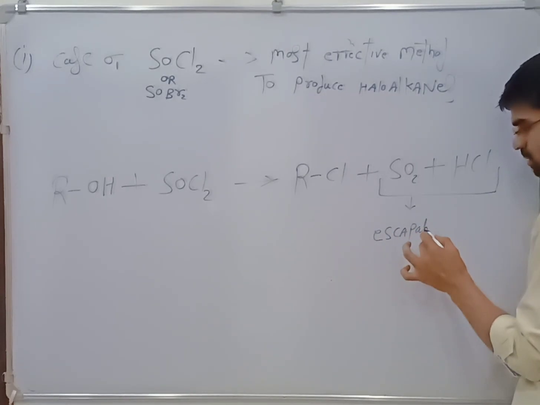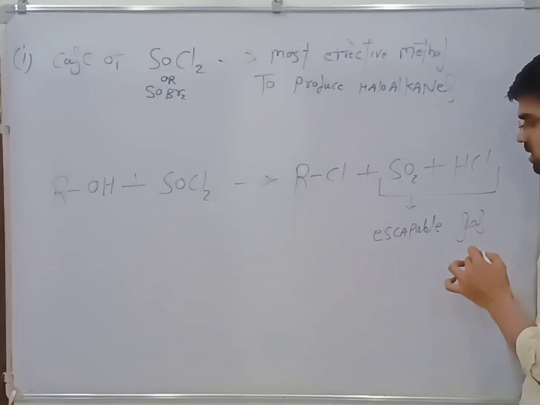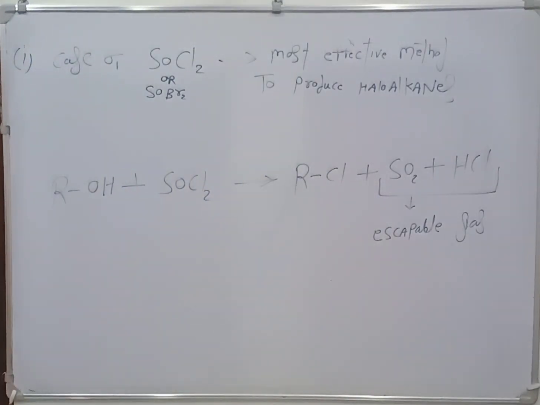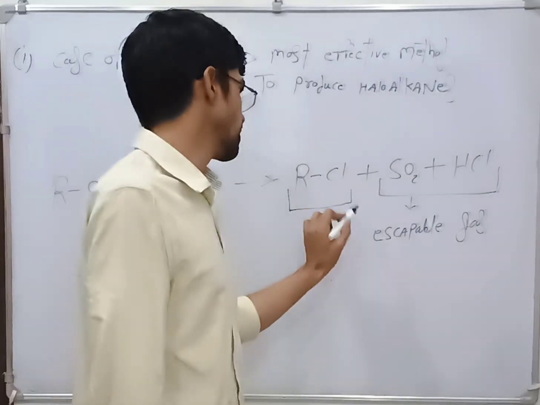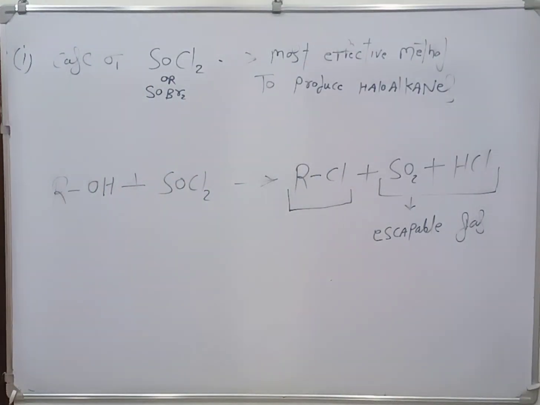Both are escapable gases, meaning these gases escape after the product is formed. So we will get the pure haloalkane on the product side, and the byproduct gases will escape from the product. That is why this method is called the best method for the preparation of haloalkane.